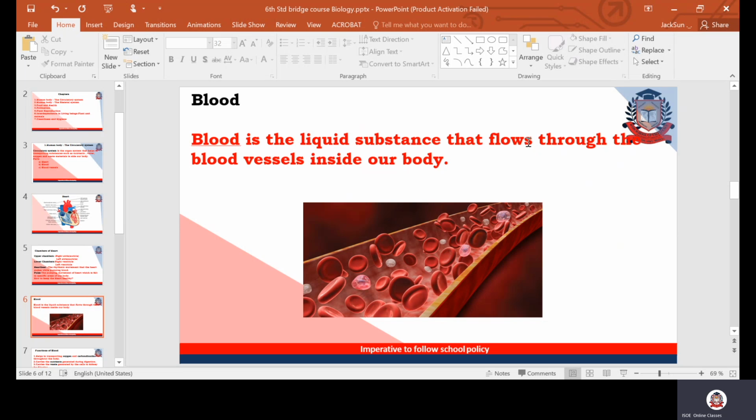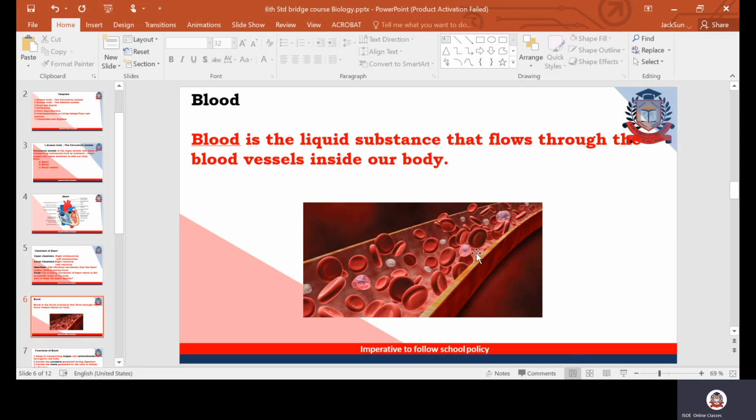And what is the other speciality? Yes, we all know that very well. It's red in color, right? The red color of blood is due to the pigment hemoglobin present in it. Hemoglobin carries oxygen. Its function is to carry oxygen, and the blood is transporting the oxygen to different parts of the body.